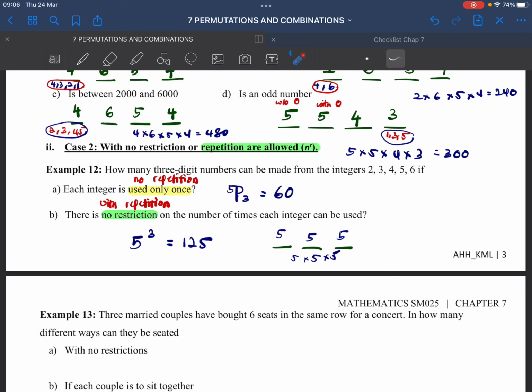Okay. Tapi kalau yang atas ni, yang without repetition, 1, 2, 3, sini boleh jadi 5. But the second one, dia tak jadi 5. Only 4 can be used. Sebab without repetition. So dekat sini 5 darab 4 darab 3, you get 60. So that is the difference between repetition is allowed and repetition is not allowed. Okay. So kita akan sambung in the next video.